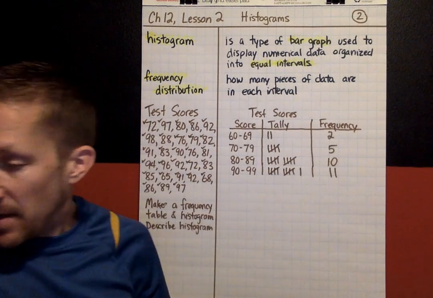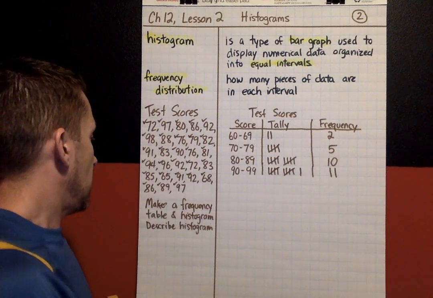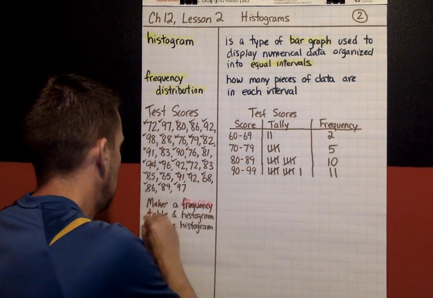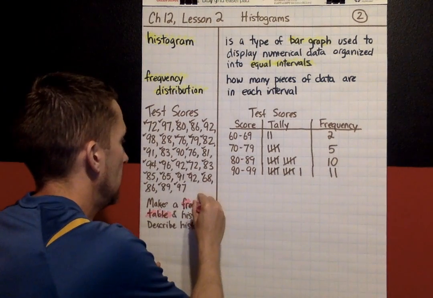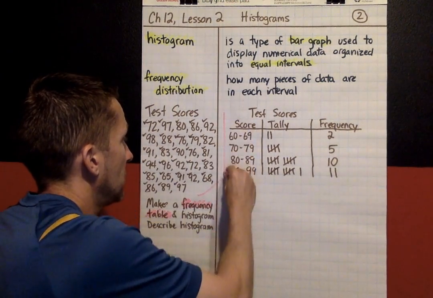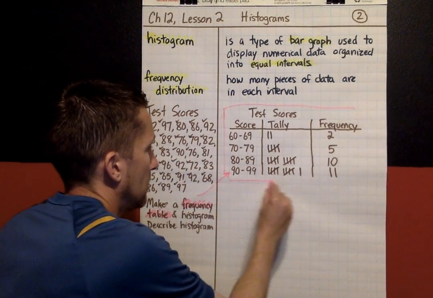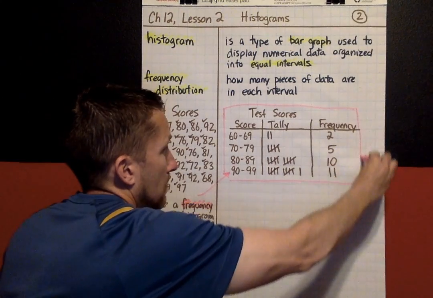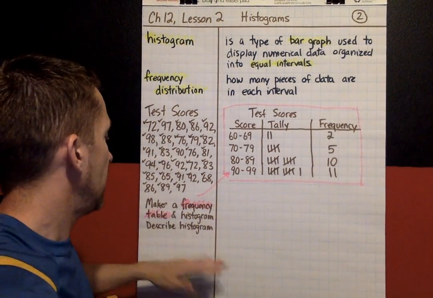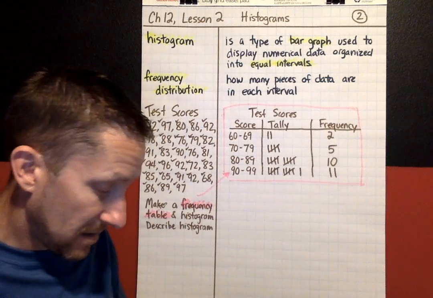All right, so let's mark that. So, frequency table. Okay, that's this thing right here. We just created a frequency table. From this, we can create an actual histogram. That's what we're going to do next.